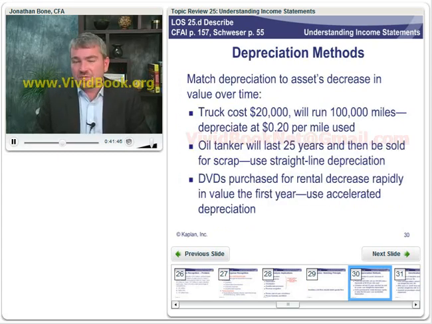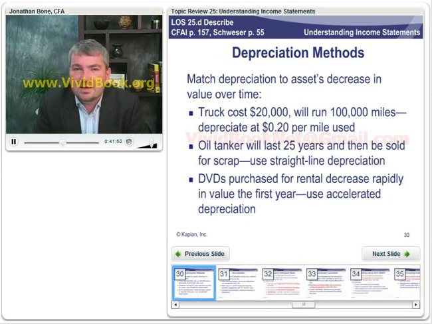Depreciation, we've talked about this as well. We said it's spreading the cost of the asset over its life. So let's have a little look at an example. You've bought a truck, it's going to cost you $20,000. You're going to use it, you think its total life is 100,000 miles. So $20,000 divided by 100,000 miles gives you 20 cents. So therefore you should depreciate it by 20 cents per mile used, reduce the value of the asset in the balance sheet, and put that depreciation in your income statement as an expense.